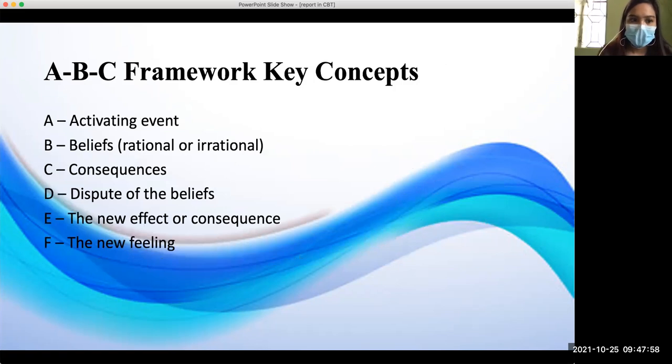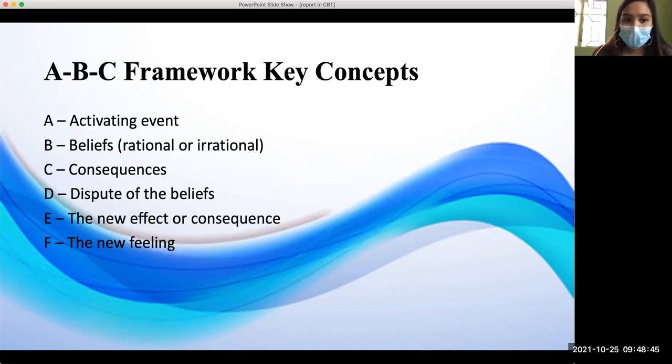Next is the ABC framework. Ellis suggested that people mistakenly blame external events for unhappiness. It is our interpretation of these events that truly lies at the heart of our psychological distress. A is the activating event, something that happens in the environment around you. B is the beliefs, meaning you hold a belief about the event or situation, rational or irrational. And C is the consequence, meaning you have an emotional response to your belief.